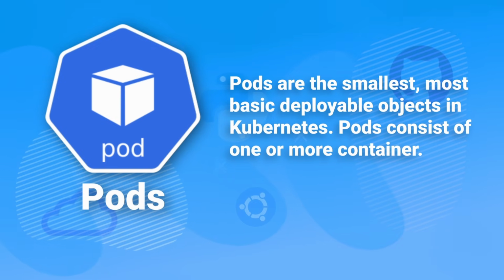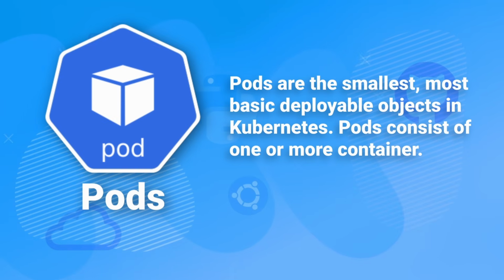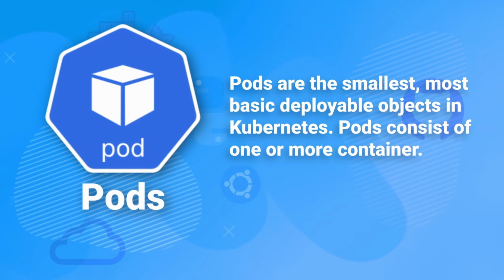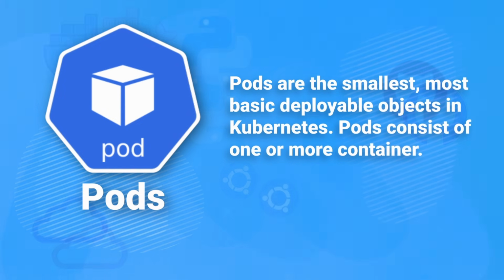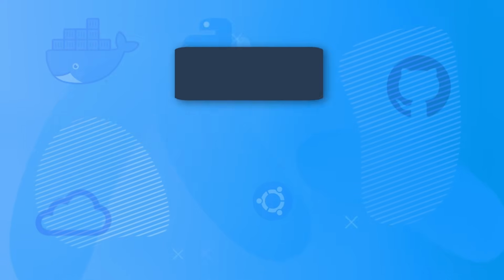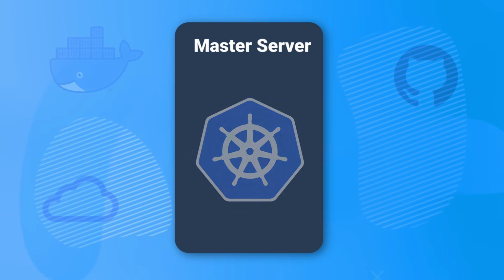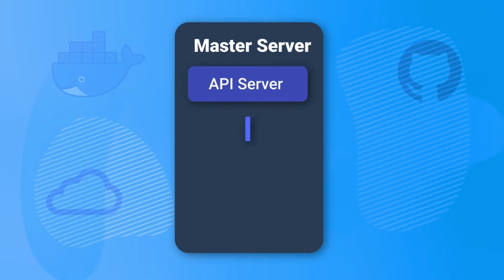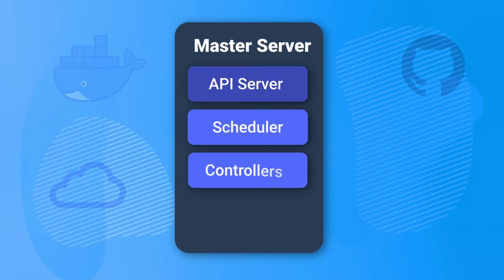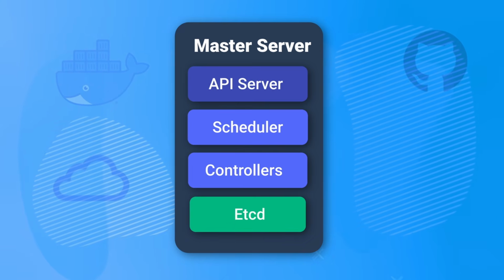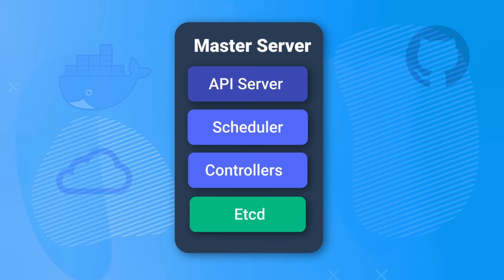When a pod is deployed to a Kubernetes cluster, it's the job of the master servers to find an appropriate worker server for them to run on, and it's the job of the worker servers to run the actual containers within the pod. So Kubernetes master servers are made up of four key components: the API server, the scheduler, controller managers, and etcd, which is used as shared storage between the nodes.